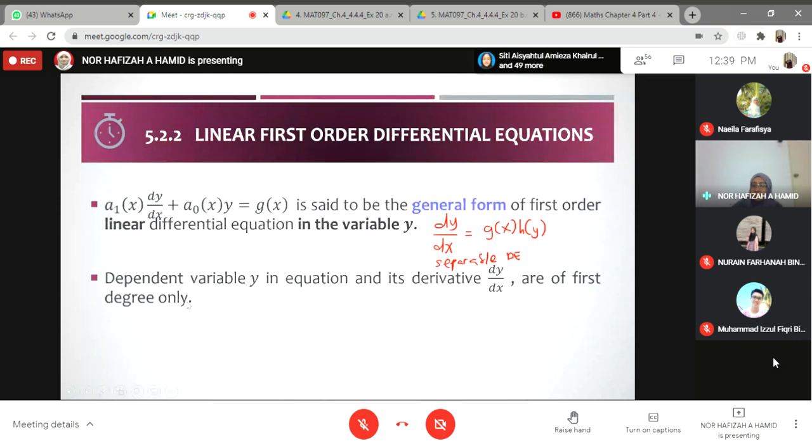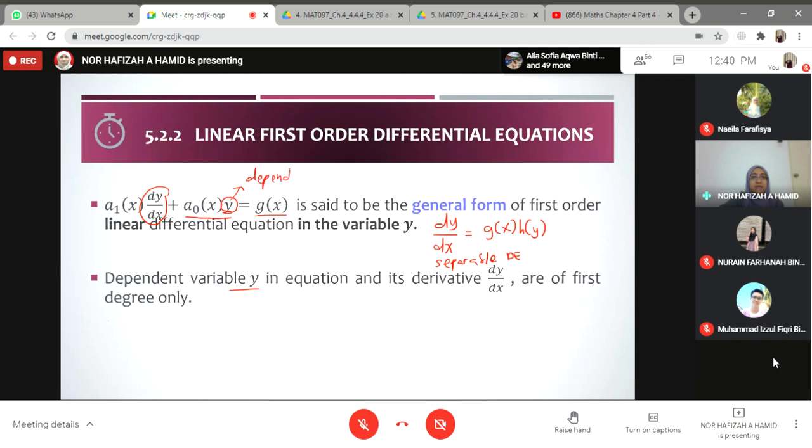So for a linear first order differential equation, the general form is a1x dy over dx plus a0 y equal to gx. The dependent variable y in the equation and its derivative dy over dx are of first degree. So your dy over dx is first degree and first order. Then you have one variable y, but this variable is not necessarily y. It can be x or z, it just must be dependent.